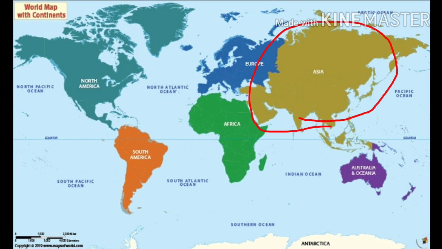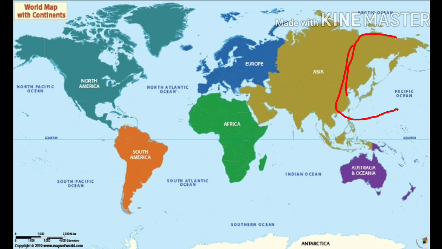Here this is the Asia continent, and this is Western Asia, and this is East Asia, and this is Central Asia. So India comes in Central Asia. Then Asia is extended towards the south, and India is the southward extension of Asia.